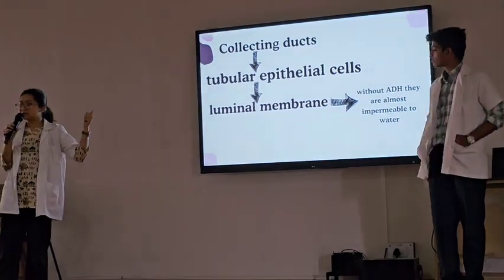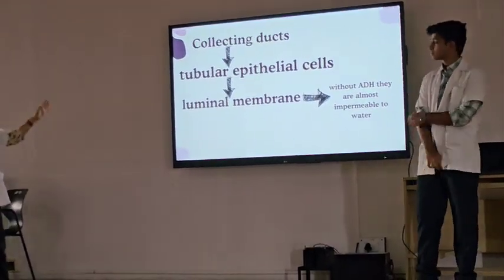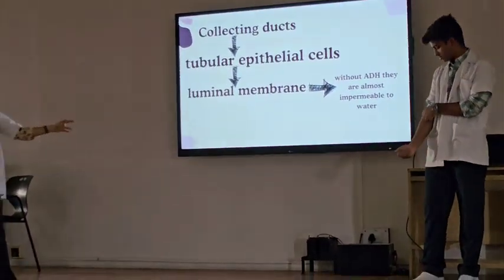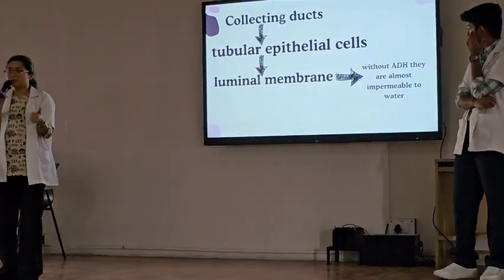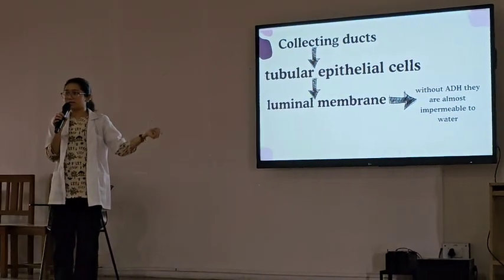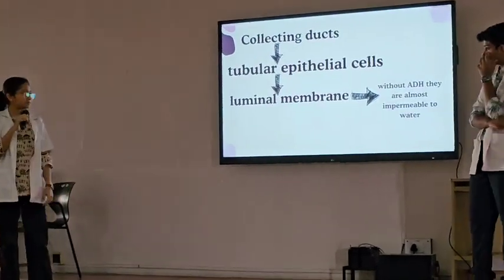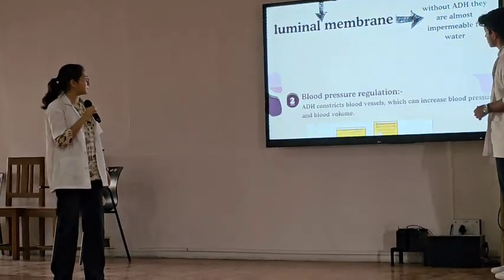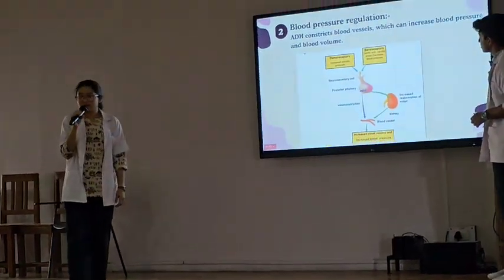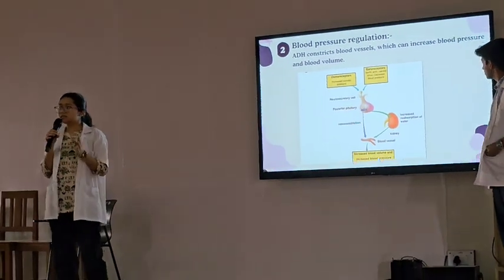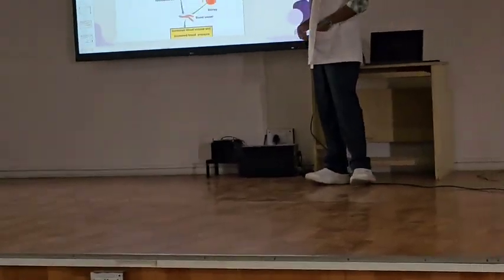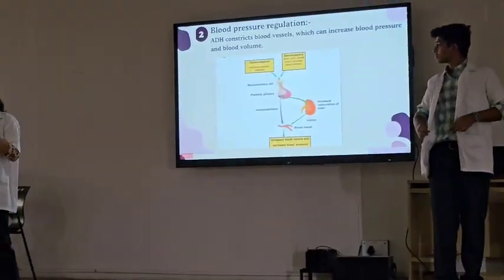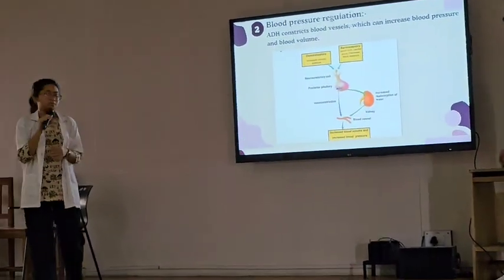The collecting ducts present in our kidneys have tubular epithelial cells having the luminal membrane. Now this luminal membrane is almost impermeable to water without ADH. So we require ADH for the conservation of water. The next function is blood pressure regulation. Now since ADH is a vasoconstrictor, it constricts blood vessels and is involved in increasing blood pressure and blood volume.